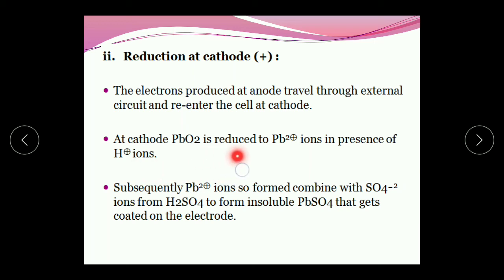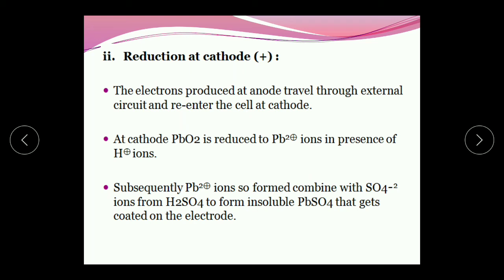So the reaction is a bit complicated. We'll learn that. Subsequently, what happens again? Pb plus 2 ions are produced, and they immediately react with the negatively charged SO4 minus 2 ions, as they are there in the electrolytic solution. Hence, Pb plus 2 ions combine with SO4 minus 2 ions from H2SO4 to form again insoluble PbSO4. That means a precipitation occurs and it gets coated on the electrode, that is the cathode. So a bit complicated reaction at the cathode occurs.